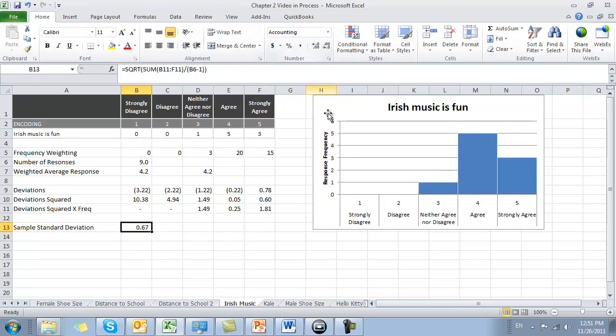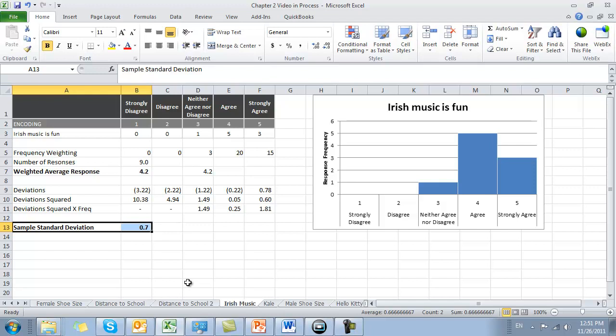Close. There. Remove some unnecessary decimals. And there we have it. Our sample standard deviation is 0.7. So our average answer, our weighted average response, is 4.2. And our sample standard deviation is 0.7. It took quite a few steps to get our sample standard deviation.